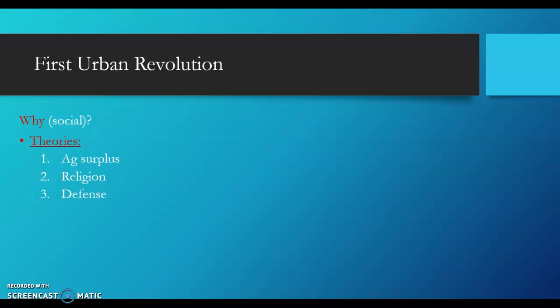The third theory is defense, meaning that a group of people had something, a commodity that was of value, and they wanted to defend that. And the fourth is trade. Trade goes hand in hand with surplus.